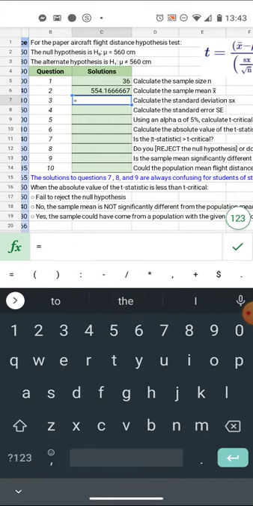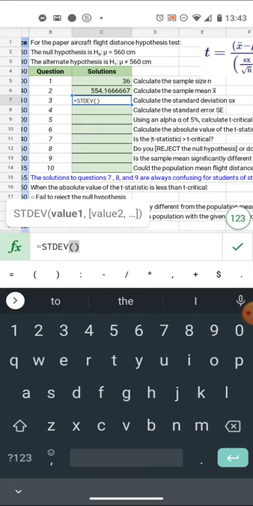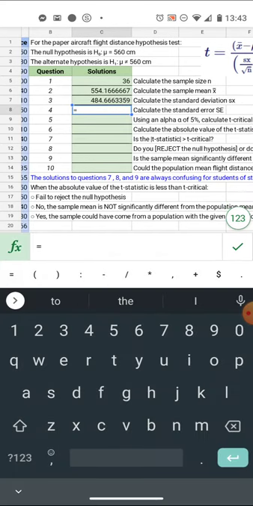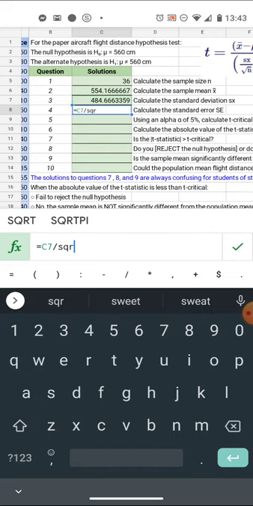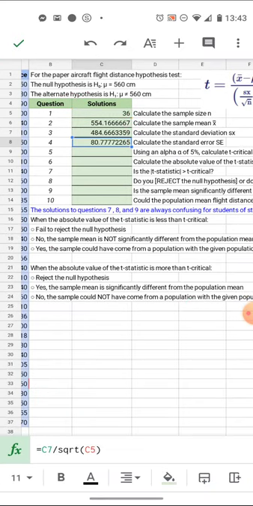Equals the standard deviation. That's available right there. And again, I can do the A2 to A37, 484, a fairly large standard deviation. Standard error, calculate that, equals the standard deviation. You have to watch where you click and pay attention. The standard deviation divided by the square root of the sample size, which is actually a 6.